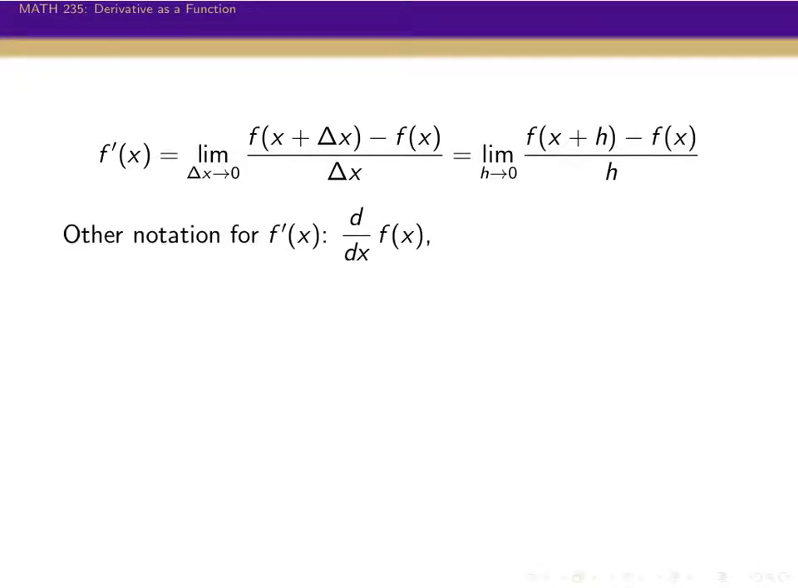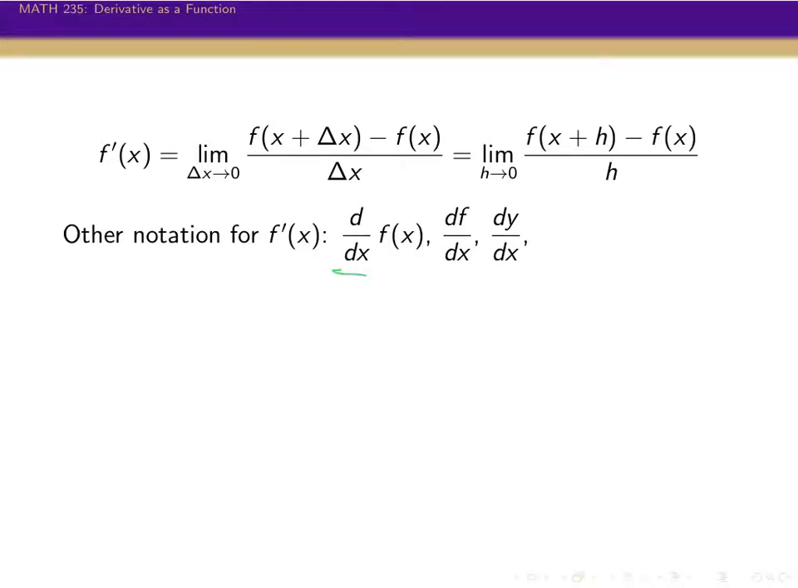Some other notation that's often used instead of f prime of x is d over dx of f of x. Technically, this d over dx is an operator, and it's saying take f of x and stick it into the limit that we see above. So d over dx of f of x is saying take the derivative of f of x. Some other shorthand coming from that is df dx and dy dx.